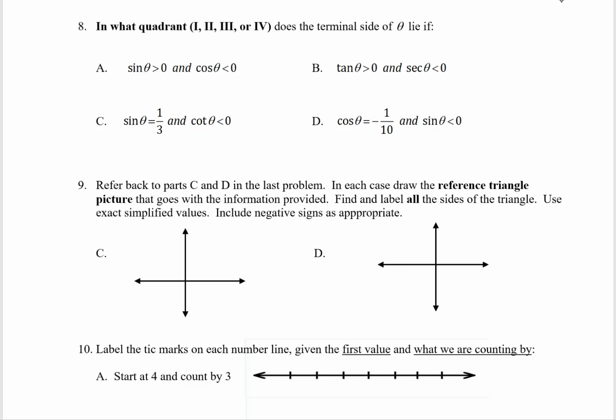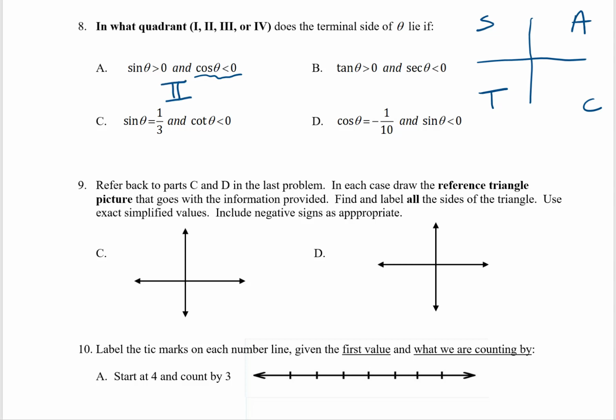Look at letter A. I know that sine theta is positive. Well, of the big three, all of them are positive in the first quadrant, only sine in quadrant 2, tangent in quadrant 3, and cosine in quadrant 4. If sine is positive, that narrows me down to either the first quadrant, because everybody's positive, or the second quadrant. But then if cosine is negative, that takes out the first quadrant, so it's got to be quadrant 2.